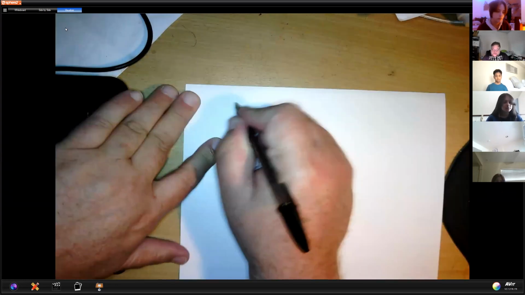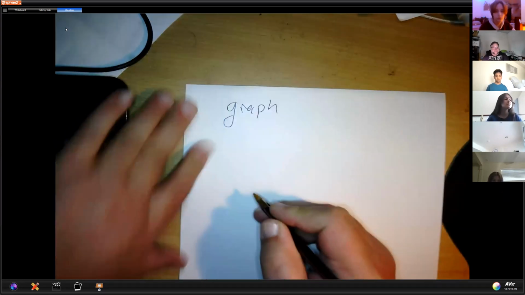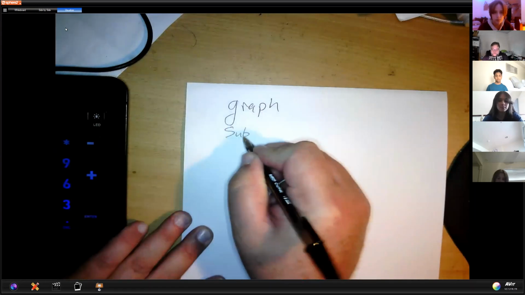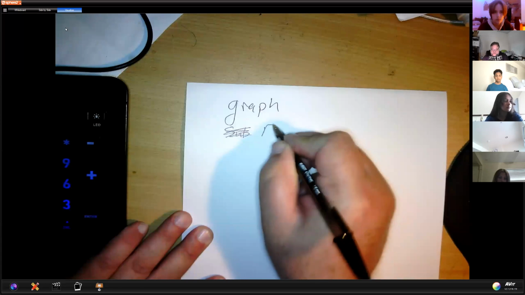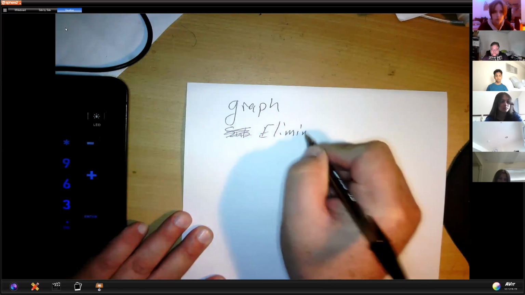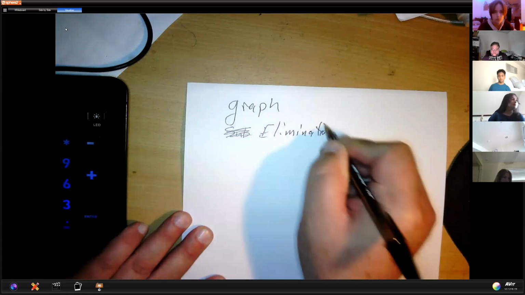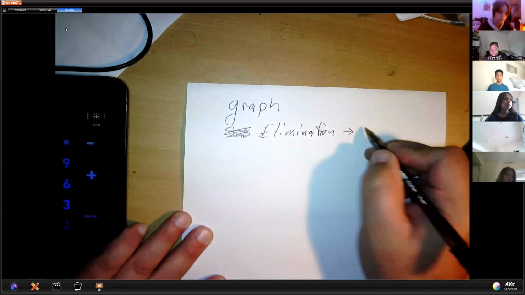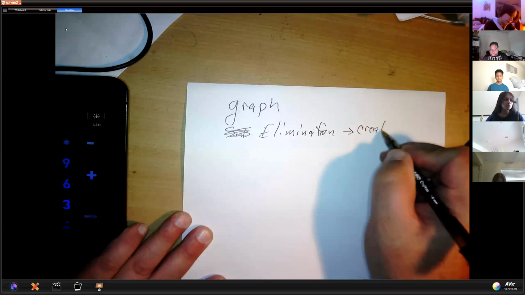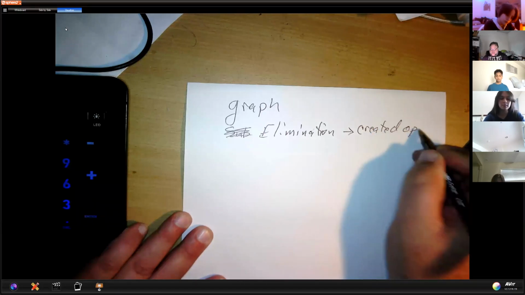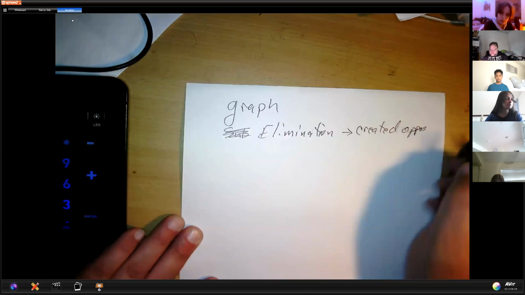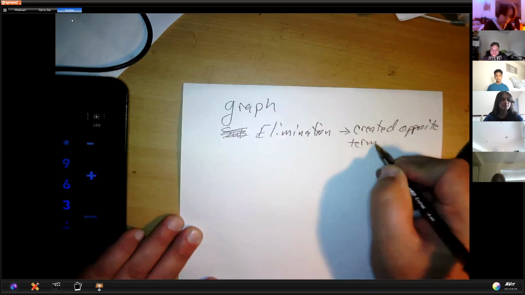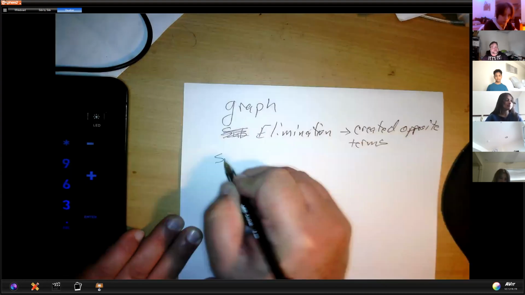So we learned how to do it using a graph, right? We learned how to do it through substitution. No, elimination, excuse me, where we basically created opposite terms. And now we're going to do substitution.